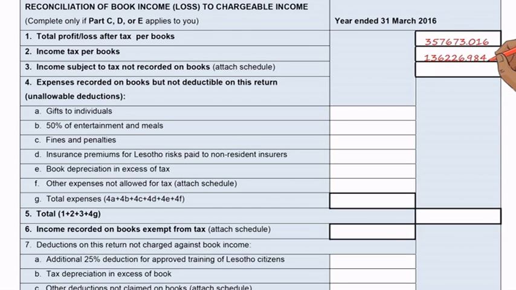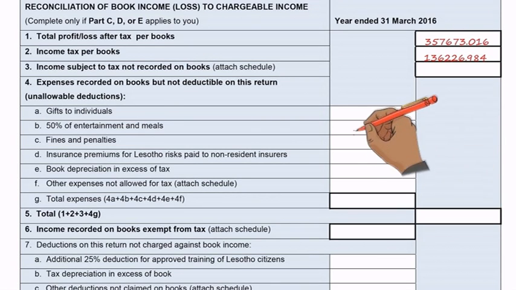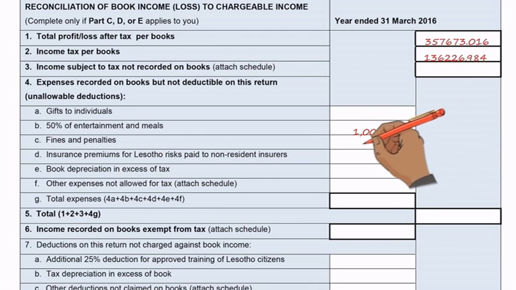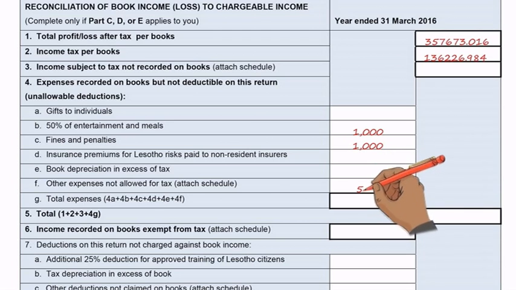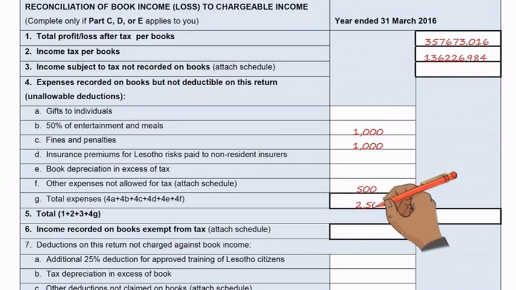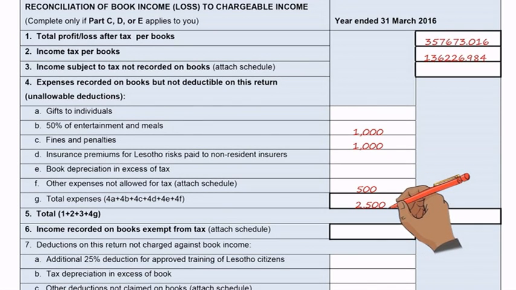4. Fill in the expenses recorded on the books but not deductible on this return, such as gifts to individuals, 50% of meals and entertainment, fines and penalties, insurance premiums paid to non-resident insurers. Fill in and show the total in G. 5. Show the total of this section by calculating the sum of 1 plus 2 plus 3 plus 4, G.